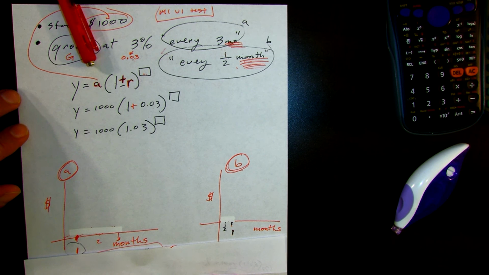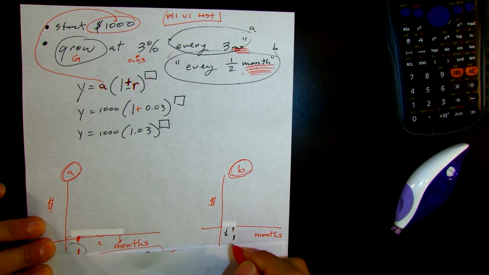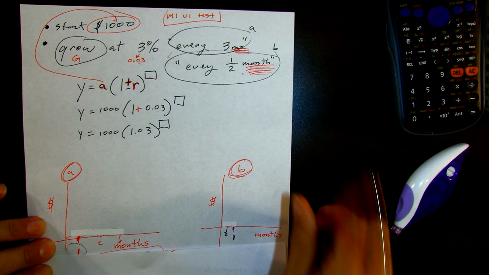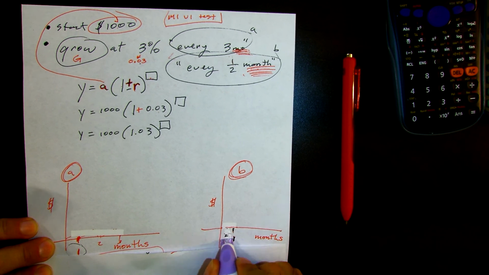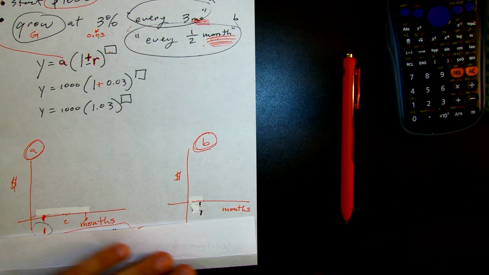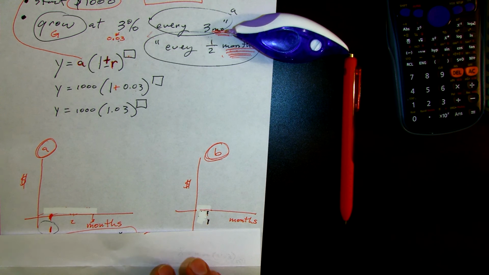All right. So I wrote my graphs. I put 1, that's my key. That's my key month I'm looking at, 1 unit, whatever units it is. If it was years, I would look at 1 year. Okay, so I'm looking at 1.